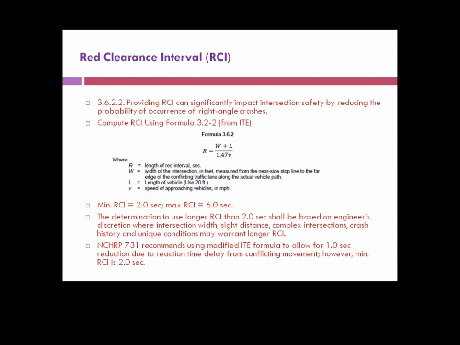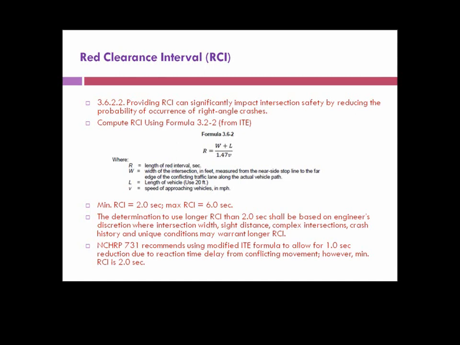And the new revision in the manual is that the minimum red clearance interval is going to be 2 seconds and the maximum shall be 6 seconds. And NCHRP 731 says that this modified ITE formula can allow for a 1 second reduction due to the reaction delay from conflicting movement. But once again, engineering judgment shall be applied for any such reduction when it takes place.